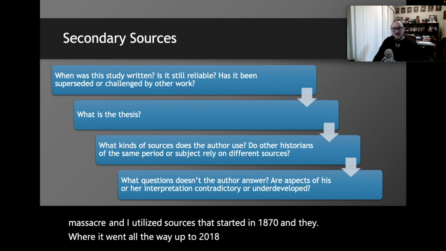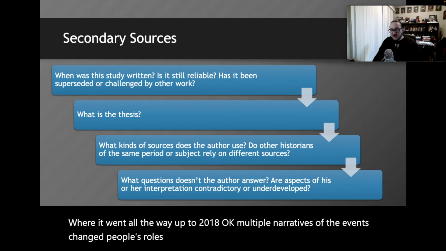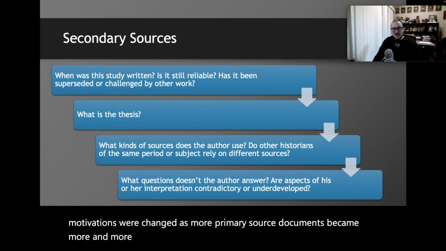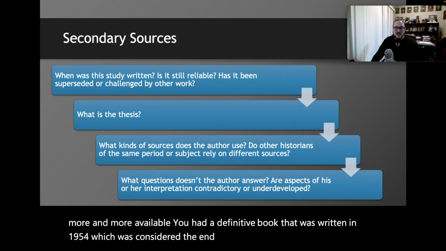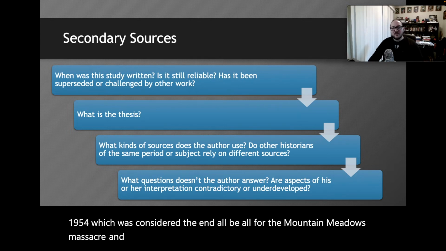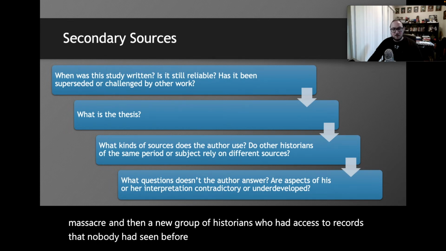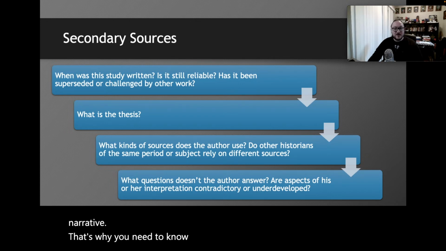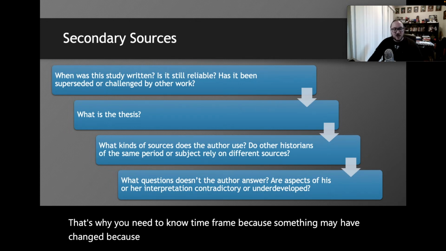Multiple narratives of the events changed. People's roles changed. Who was there changed. What their motivations were changed as more primary source documents became more and more available. You had a definitive book. It was written in 1954, which was considered the end-all, be-all for the Mountain Meadows Massacre, and then a new group of historians who had access to records that nobody had seen before wrote a new book that changed the whole narrative, okay? That's why you need to know the time frame, because something may have changed because of access to new documents, okay?